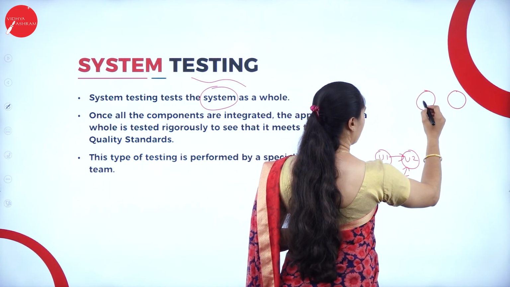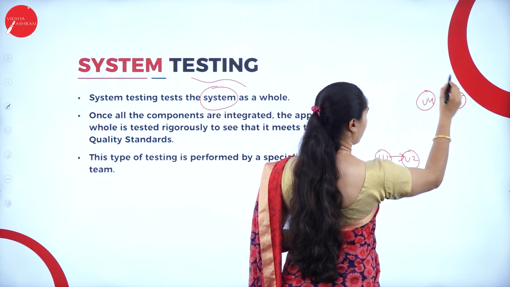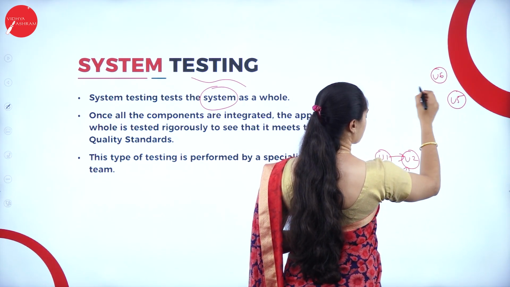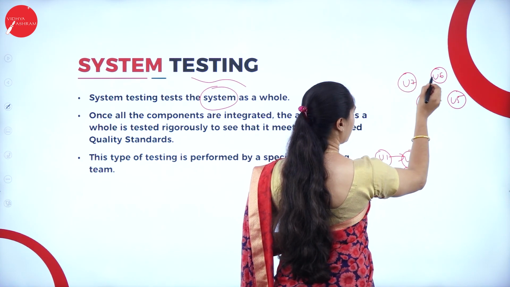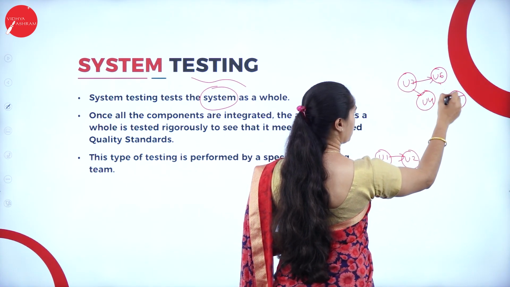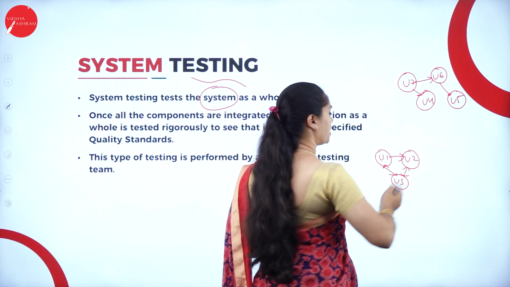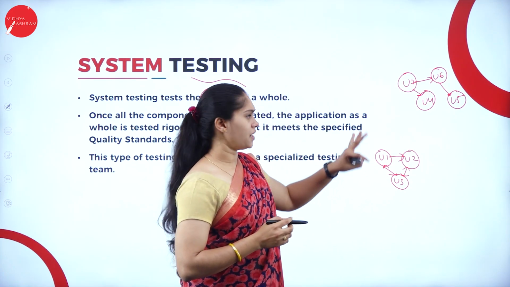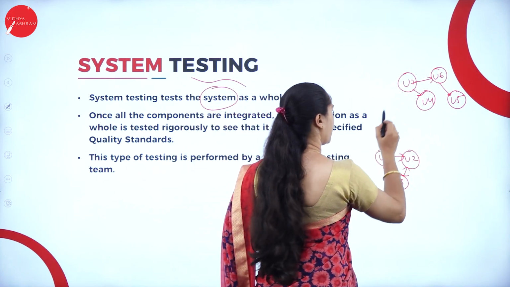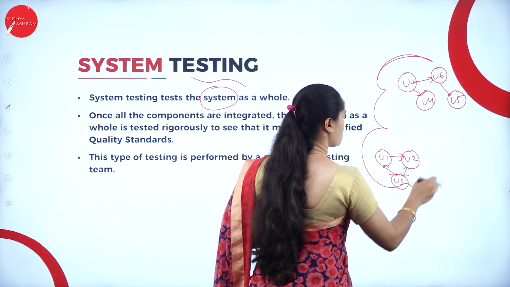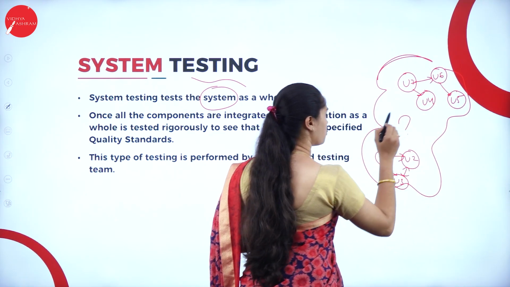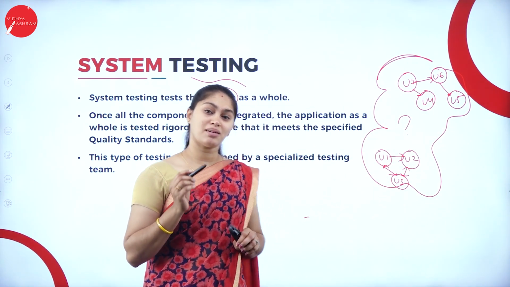And here we have U4, U5, and here we have U6, U7, right? This is one of the other modules. So if I want to check or test it completely, then I have to check it as a whole, whether it is working properly or not. That is what we are going to do in the system testing.